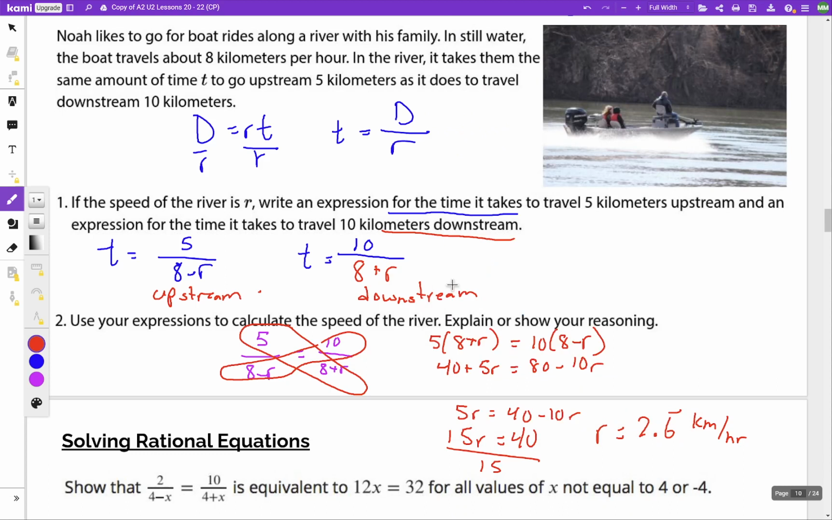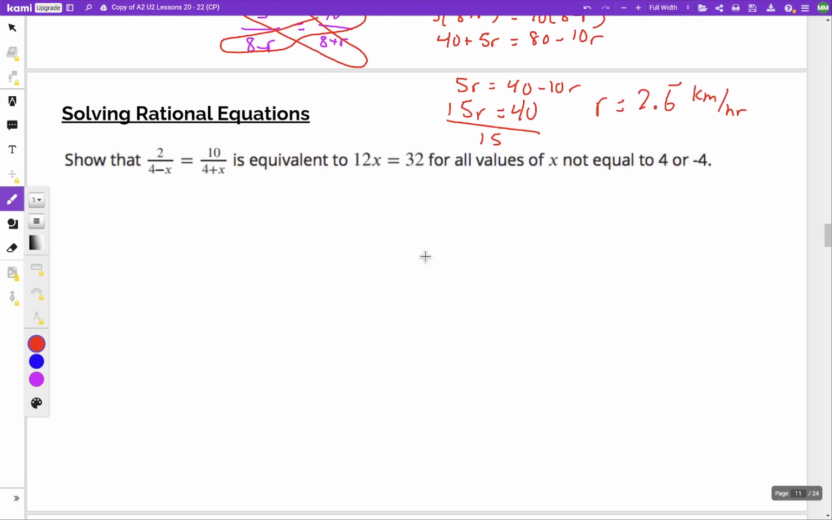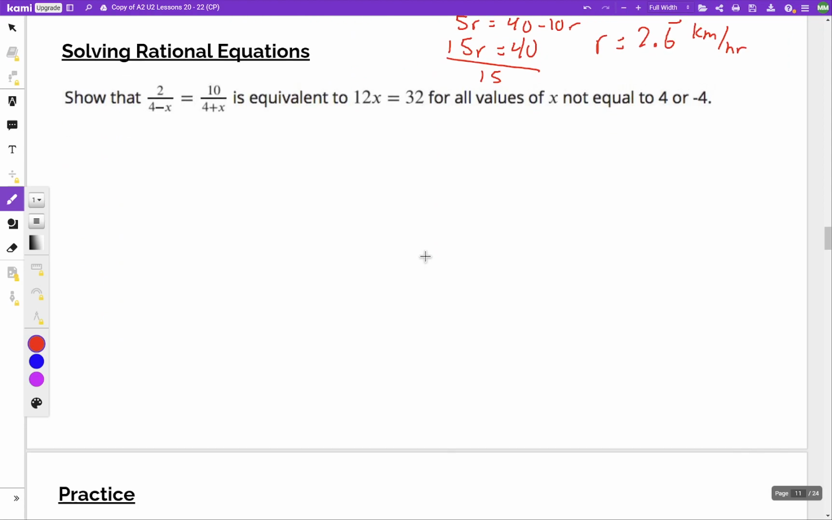All right. The idea behind this, outside of creating the expression, is that we can solve these sort of rational equations pretty easily by using some cross multiplying. So, that's going to be our theme. Let's continue. All right. So, show that 2 over 4 minus x equals 10 over 4 plus x. That equation is equivalent to 12x equals 32. Okay. So the rest of it, let's ignore for now, and let's just show this part.